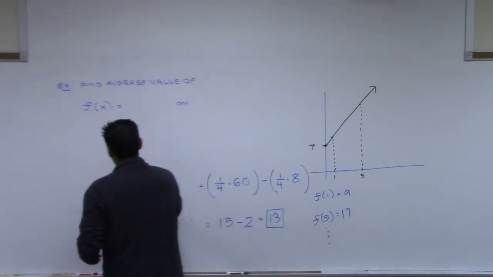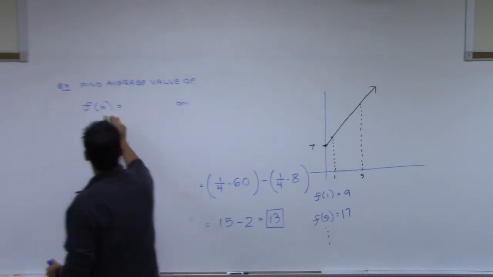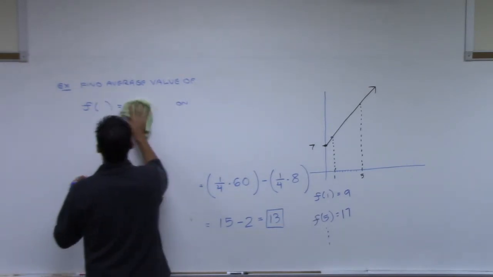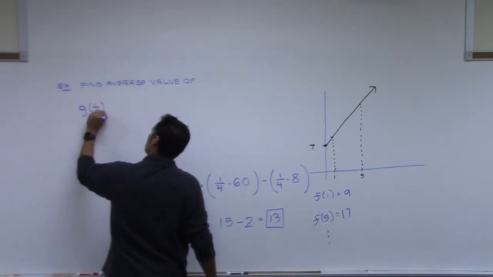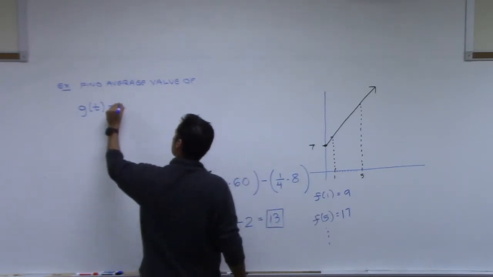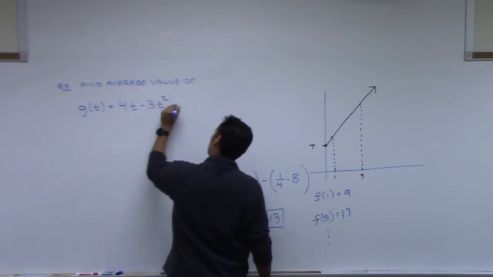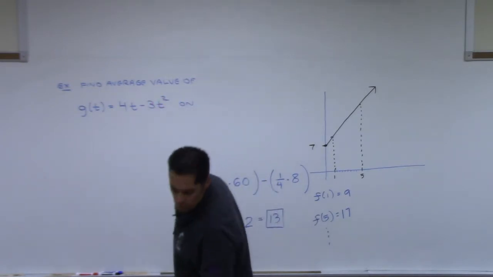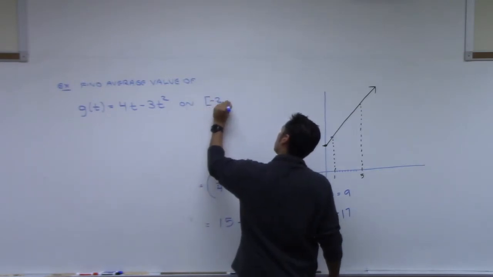So I'm going to give you a new function. We're going to use some different letters here. We're going to use g of t equals 4t minus 3t squared on the interval -2 to +2.